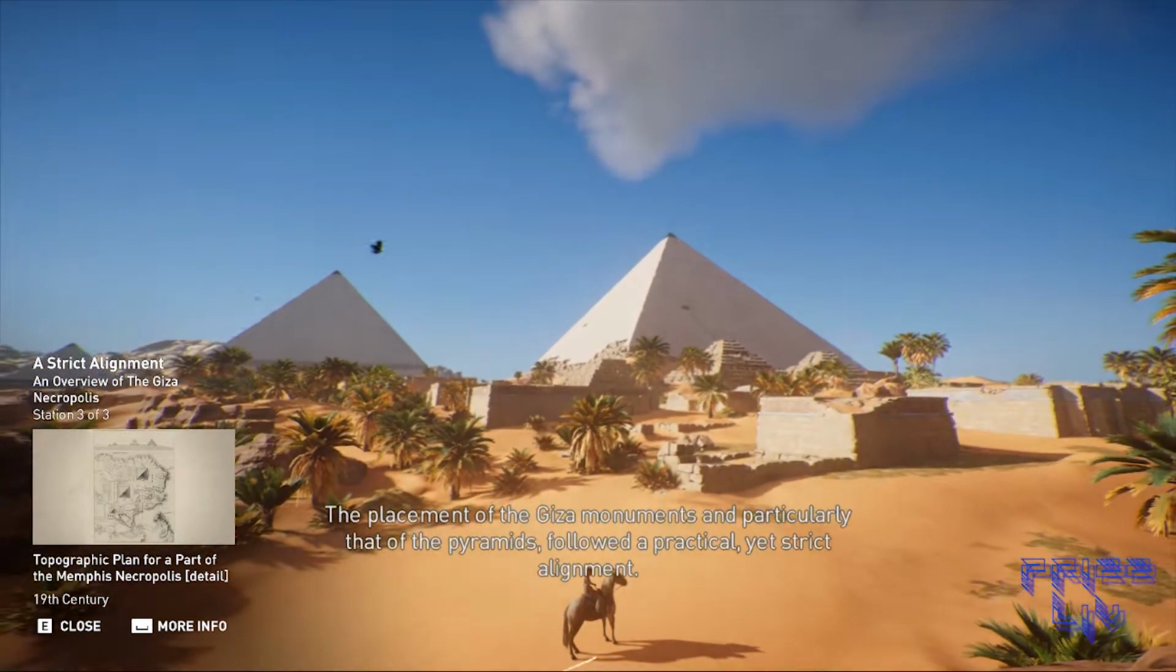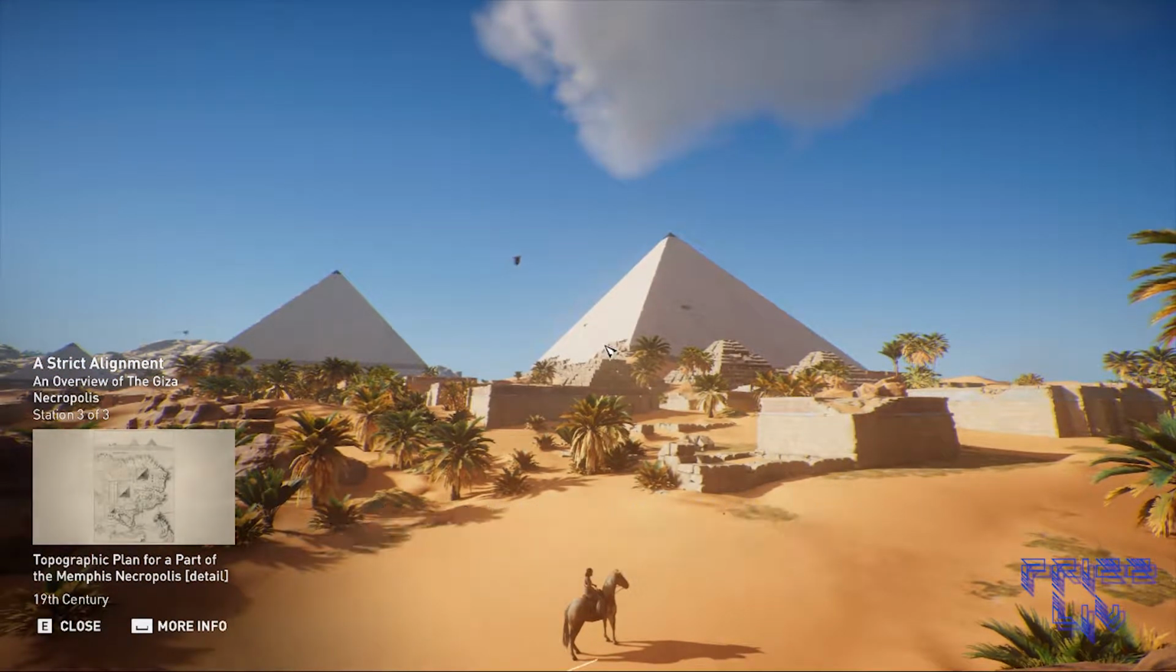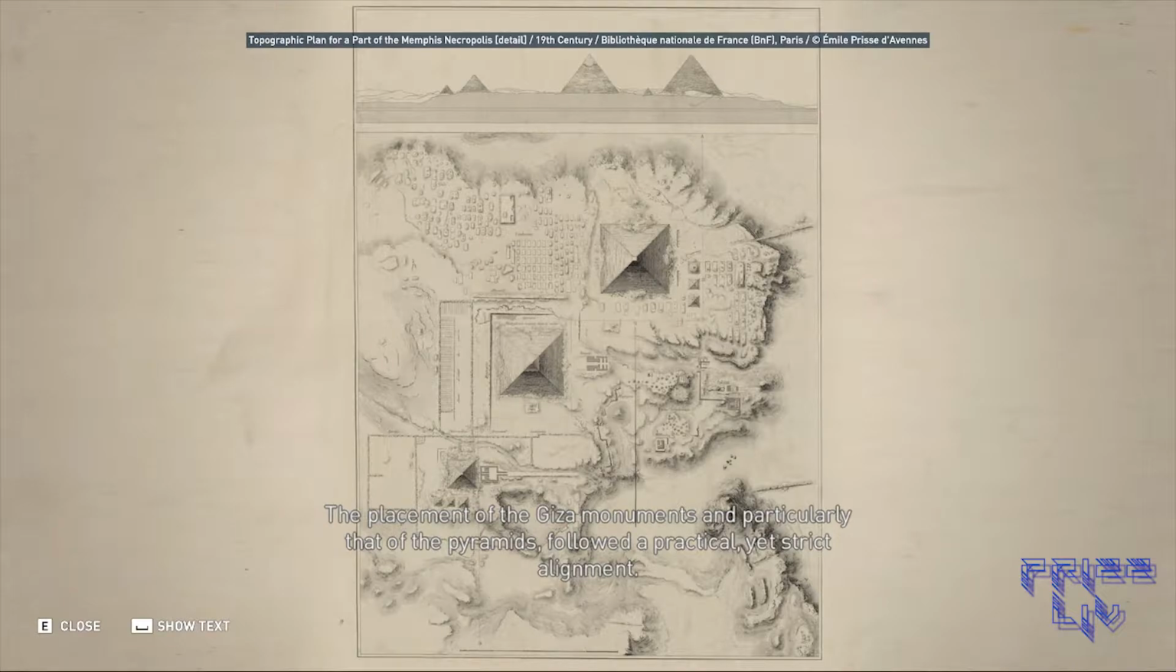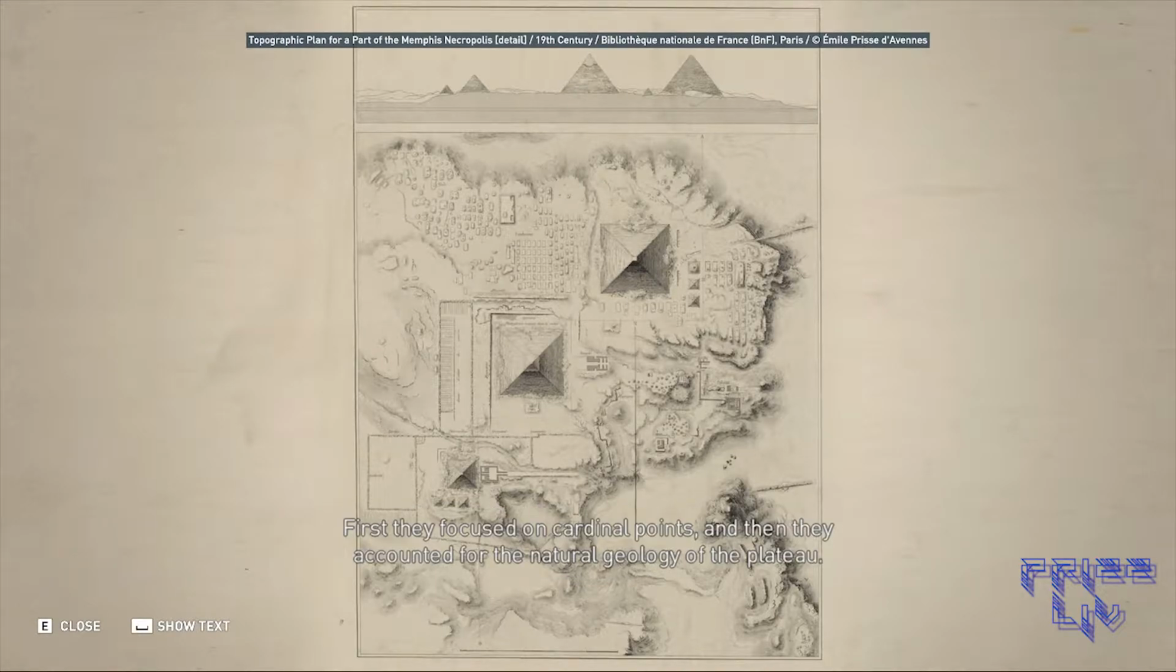The placement of the Giza monuments, and particularly that of the pyramids, followed a practical yet strict alignment. First, they focused on cardinal points, and then they accounted for the natural geology of the plateau.